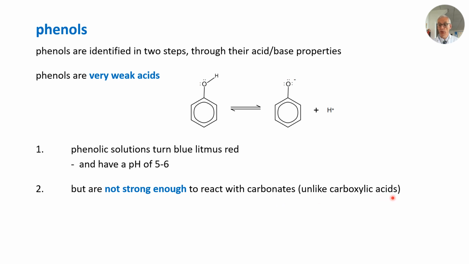On the previous slide, we saw carboxylic acids produce bubbles with metal carbonates. Phenols are not strong enough acids to do that, so if you mix, as a second step, phenols with metal carbonates and there are no bubbles, the conclusion is one has a phenol. So two steps. First of all, establish that your organic molecule is acidic with a pH of 5 to 6. Then that there are no bubbles formed with the carbonate. That will confirm that you have a phenol.